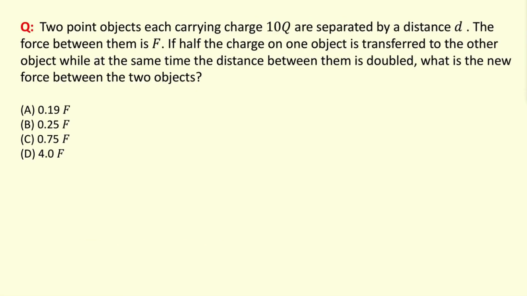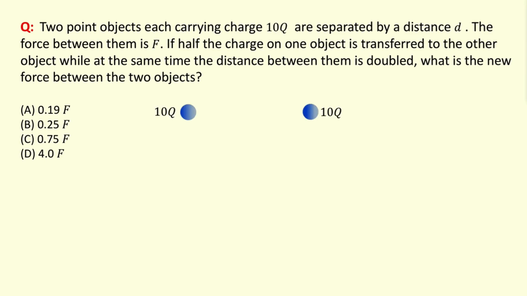Two point objects, each carrying charge 10Q, are separated by a distance d. The force between them is F. If half the charge on one object is transferred to the other object, while at the same time the distance between them is doubled, what is the new force between the two objects? 0.19F, 0.25F, 0.75F, or 4F? Which one is the correct answer?